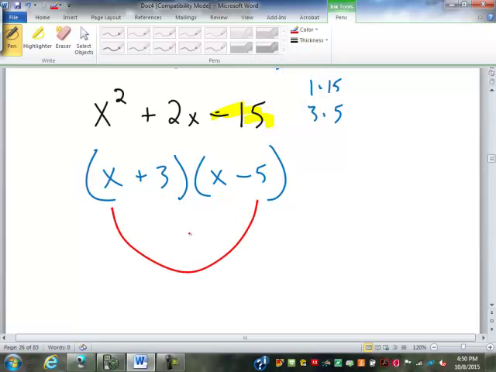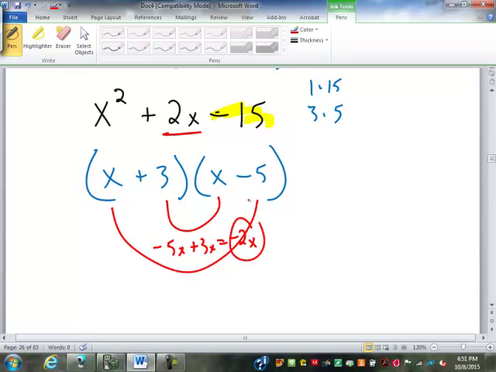X times negative 5 is negative 5x. 3 times x, positive 3x. That combines to give us negative 2x. At first, that looks almost like what we want, but it's not quite. We want a positive 2x. What that's telling us, though, is we got the right number, just the wrong sign.